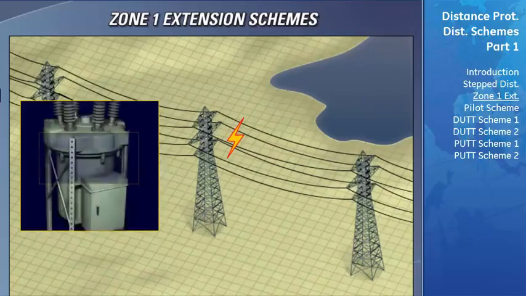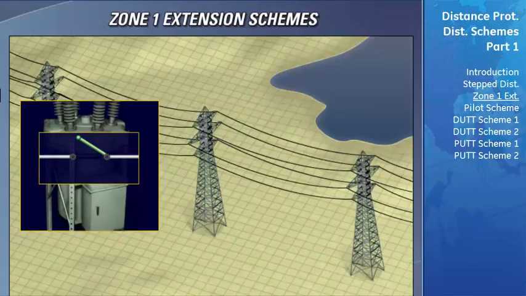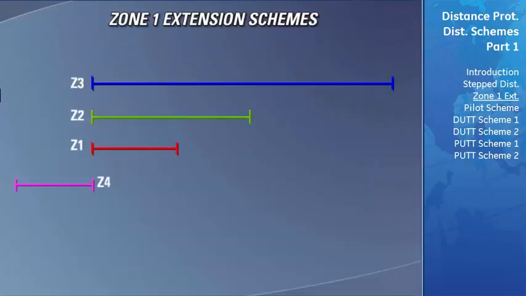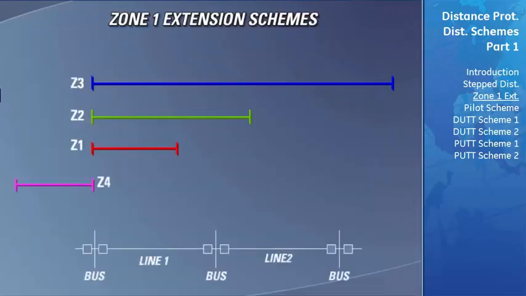Once the transmission line is tripped and the fault is cleared, the ionized air is removed and there no longer exists a path for current to flow. Closing the transmission line circuit breaker at this point would re-energize the line and transmission of power could resume. As mentioned before, the Zone 1 extension scheme is like the stepped distance scheme in that it has 4 zones of protection.